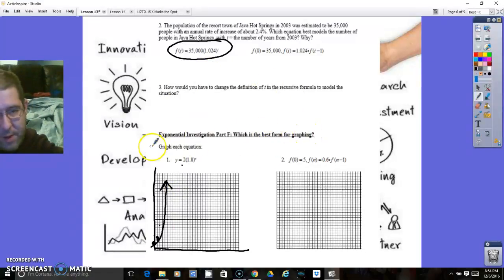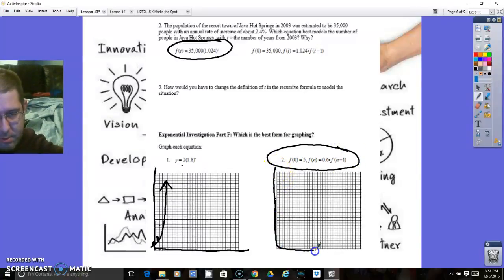Which is the best form for graphing? So this one, is this good for graphing? Yeah, kind of, but not really, because like I just mentioned, I would need a calculator. This one is actually going to be better for graphing for me because it gives you the pattern.